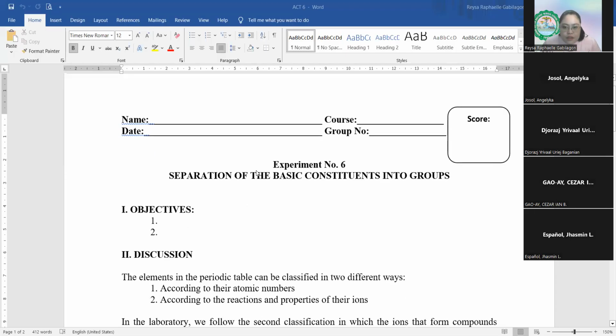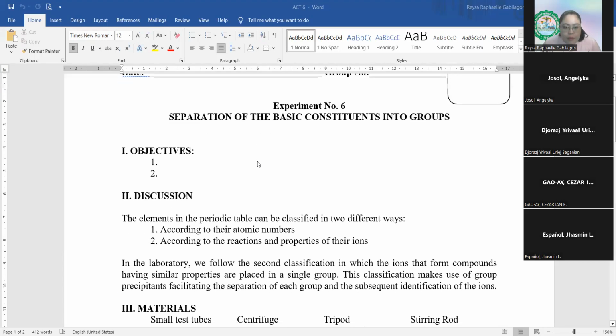Okay, so this is activity number 6, separation of the basic constituents into groups. We are done with the experiment, but we will be discussing now the principles behind this one and the correct answers to the activities. However, I'll be collecting the worksheets after the exam, so you may use it to study.